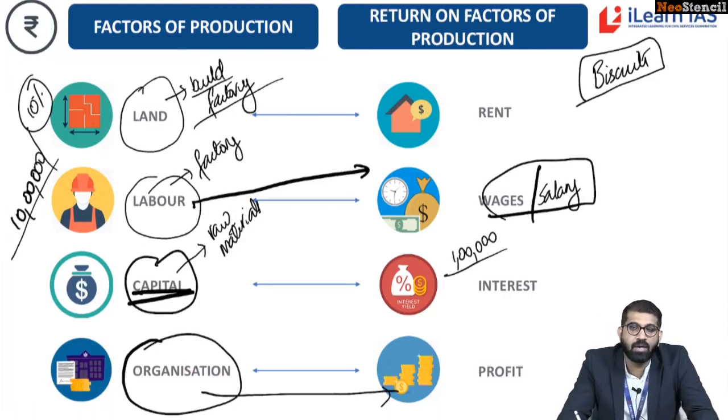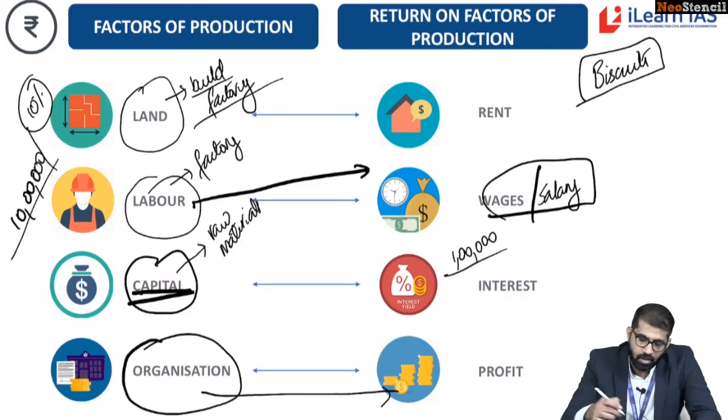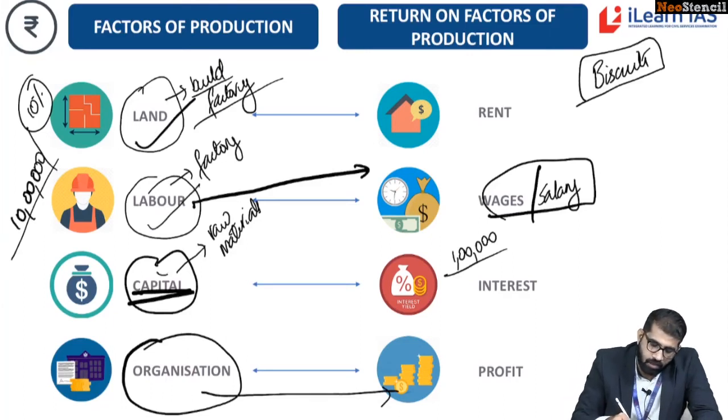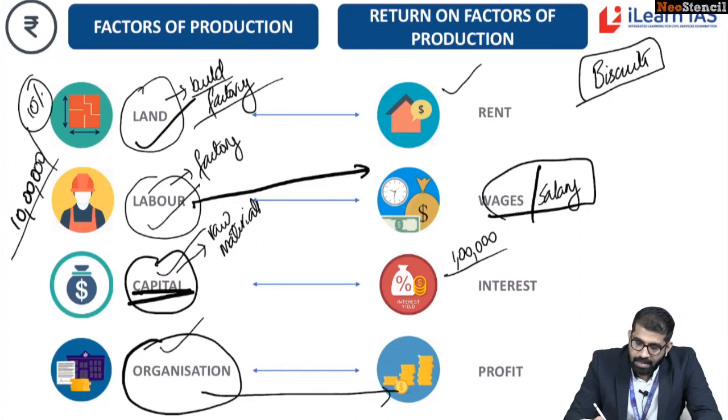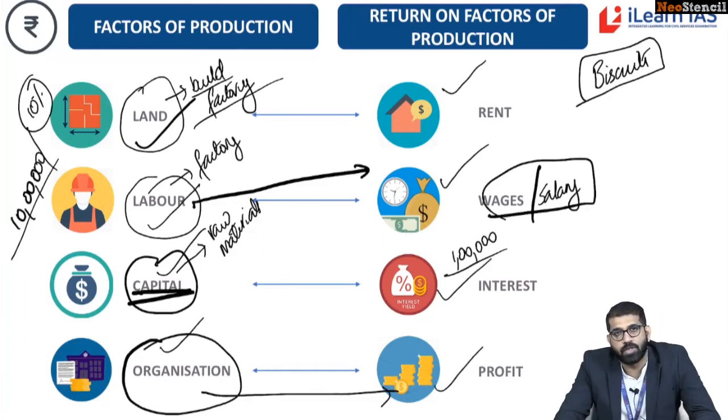So in return, the organization will get the profit, and the profit that the organization gets is taken by the owners of that particular business. Is it clear? So these are 4 important factors of production, and these are important returns on factors of production. I hope this is clear for you.